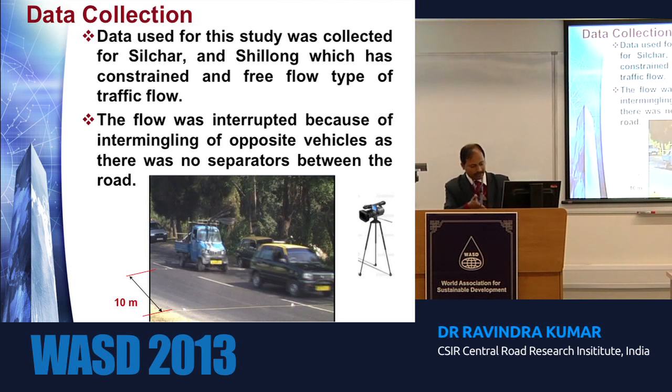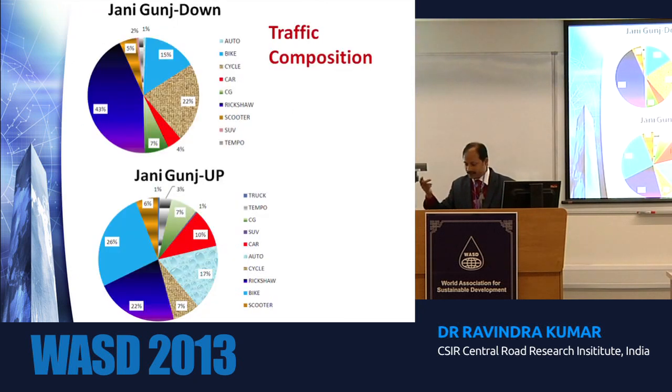We used a video camera for data collection. First we marked a 10 meter stretch, so that we can measure the speed, how much flow there is, and the gap between the front and end of vehicles. This was the method used for the extraction of the data. Then we found out the traffic composition.